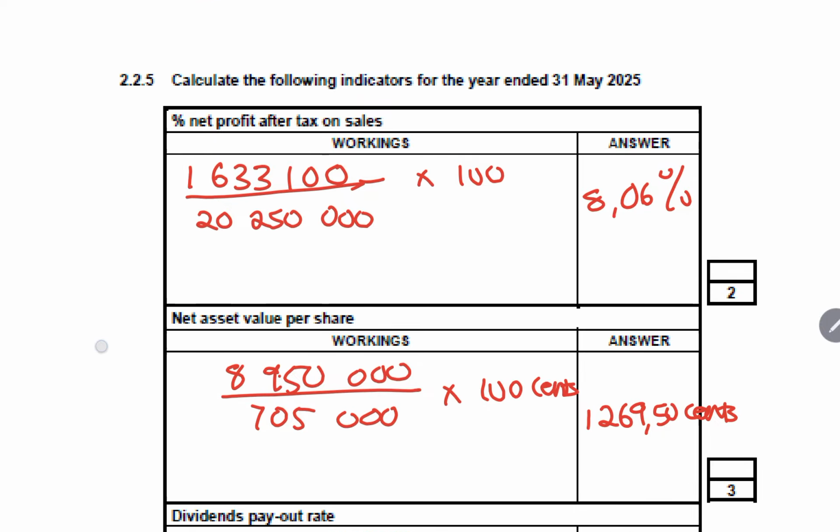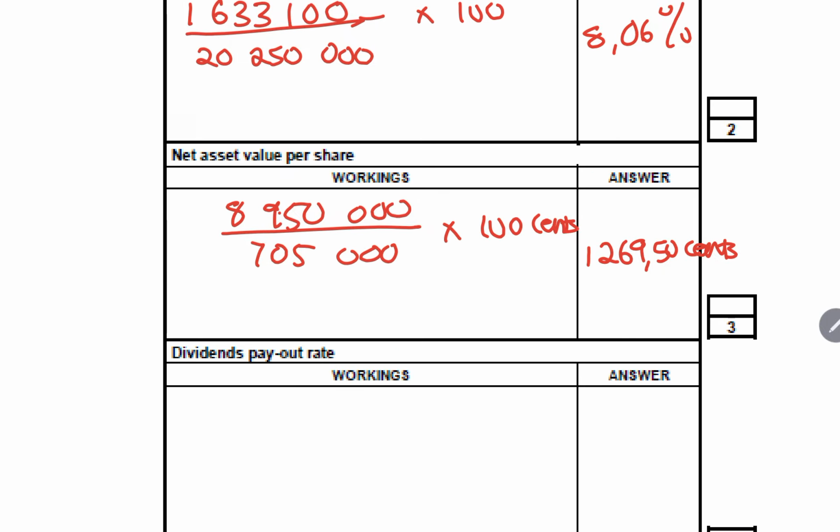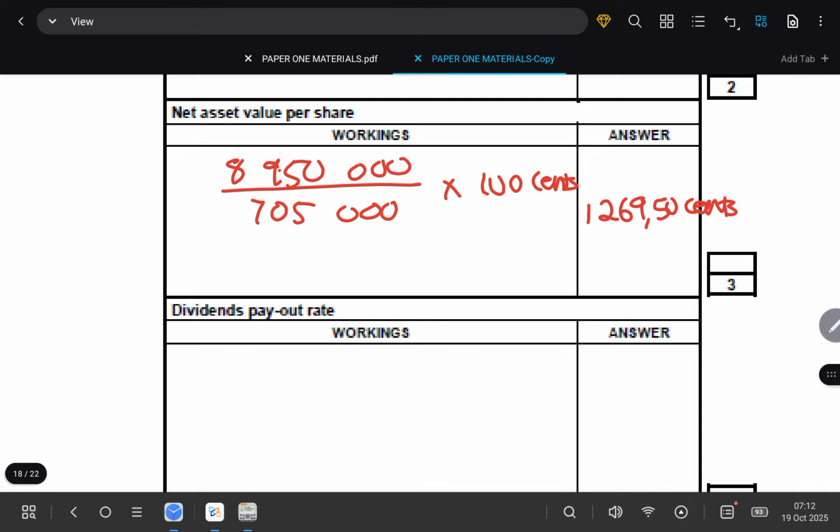I hope this makes sense, guys. And then next, we are required to calculate something else. We are required to calculate our dividend payout rate.